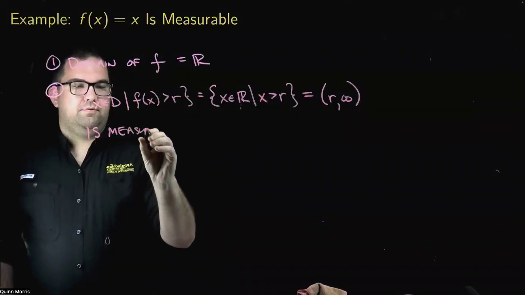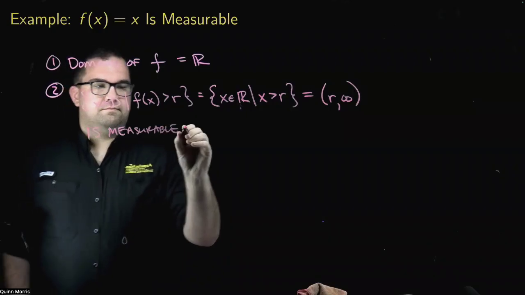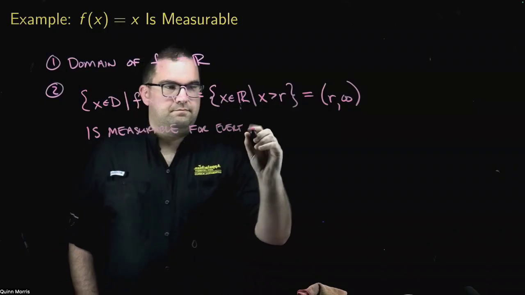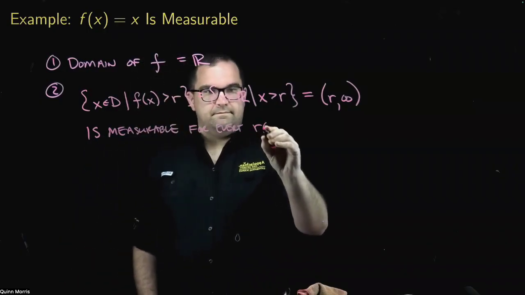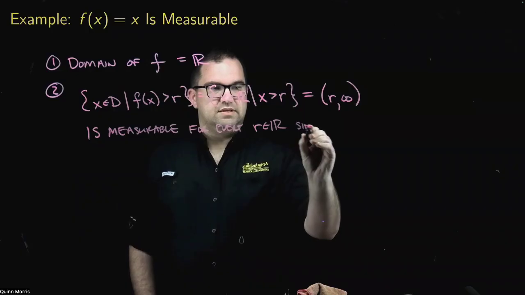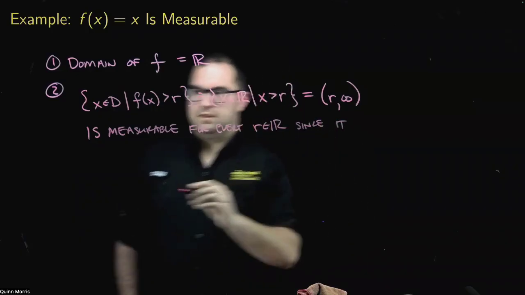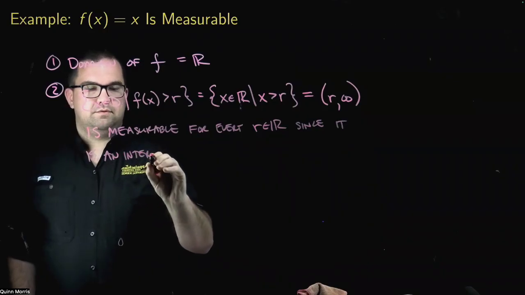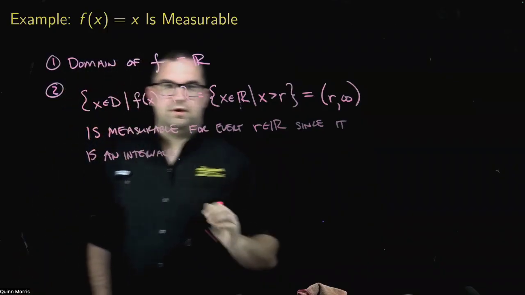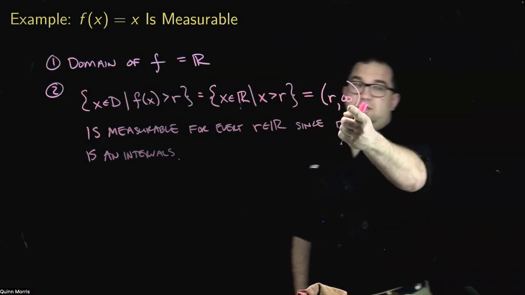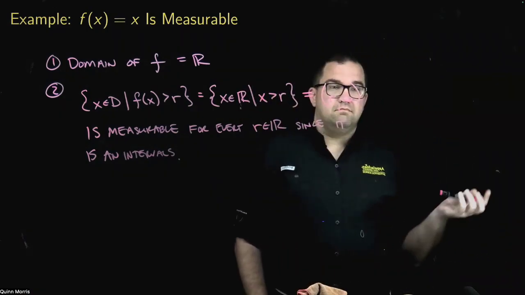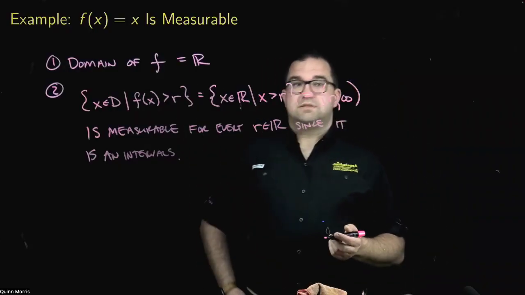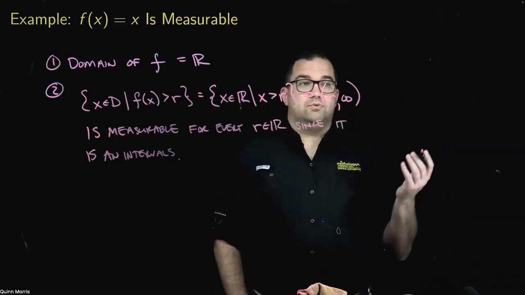So this is measurable for every r since it is an interval. And we proved that all intervals are Lebesgue measurable, and their Lebesgue measure is just their length. So the Lebesgue measure of this is infinite, but it is still Lebesgue measurable. So the function f of x equals x is measurable.